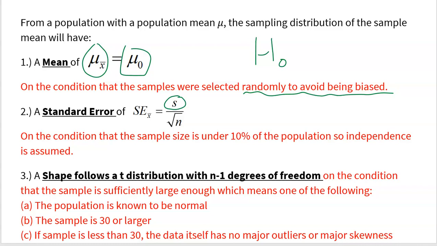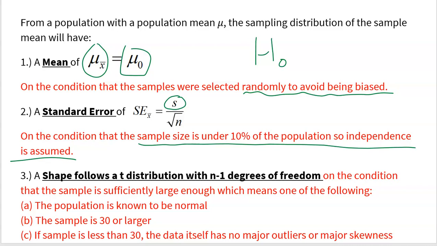It's actually pretty easy. Now, the only way that this form is going to work is if our sample size is under 10% of the population, so independence is assumed between all of these millions of samples that are represented in our sampling distribution. All right, and then finally, what's the shape?